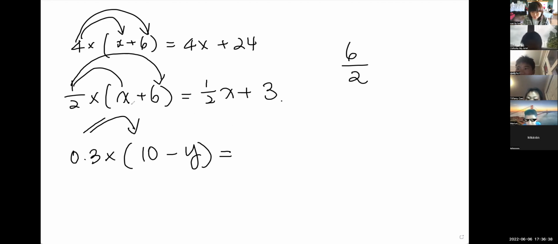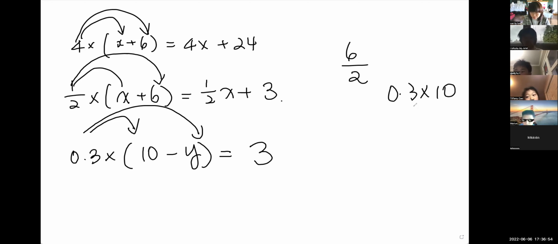So Maris, 0.3 times 10 equals what? 13.0. No, 0.3 times 10 equals 3. So 0.3 times y equals negative 0.3y. Get it?